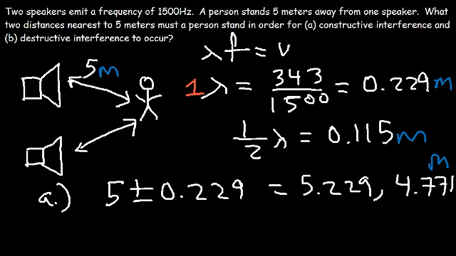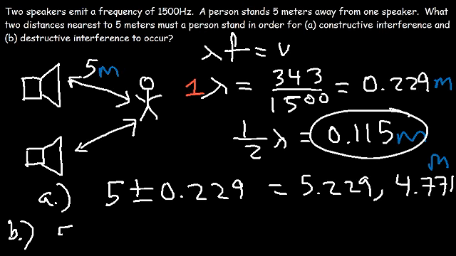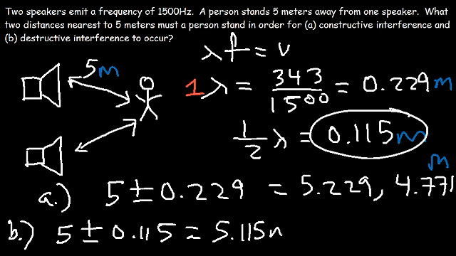Now for destructive interference to occur, the distances have to differ by half a wavelength. So it's going to be 5 plus or minus 0.115. So if we add the two numbers, it's going to be 5.115 meters. And if we subtract them, it's going to be 4.885.